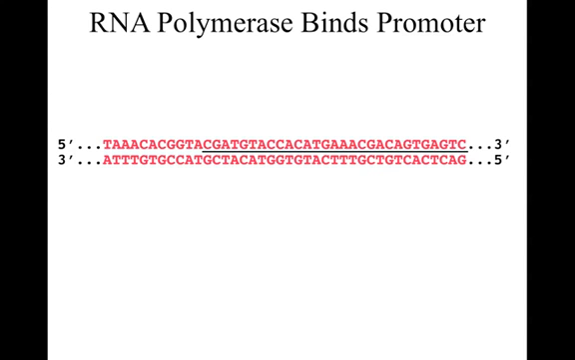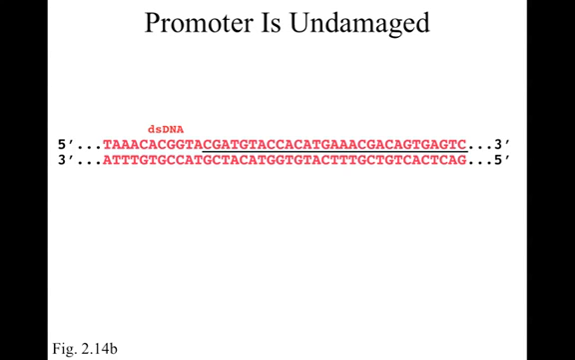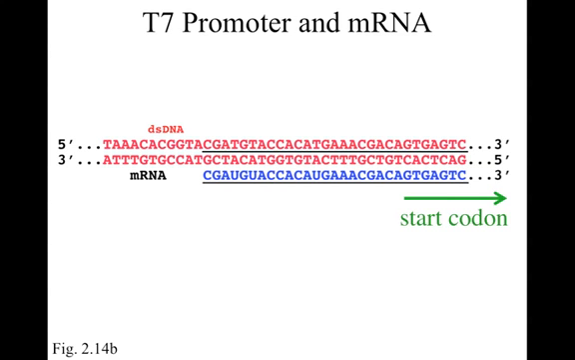by the RNA polymerase. They took this sequence from a particular gene in the virus called T7. It's double-stranded DNA, and it's undamaged because the RNA polymerase protected it from the DNase. They also could deduce from there which portion of the DNA encoded the mRNA, and it extends off to the right where the start codon is further downstream from this promoter region.